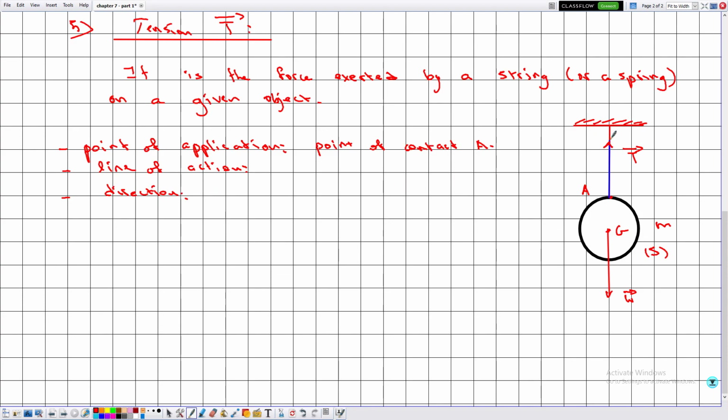Now, as for the line of action and the direction, these are very important. The line of action of the tension is always along the string, and in this case the line of action of the string is vertical. And now the direction is away from the body, so in this case it is upward. Always the direction of the tension is away from the body, and in this case it is upward.